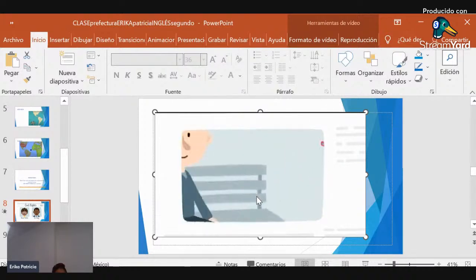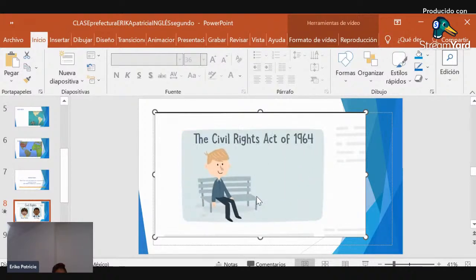The Civil Rights Act of 1964 ended segregation laws in America. People could now live, work, and eat wherever they wanted. The Civil Rights Movement changed the way people live together in America.